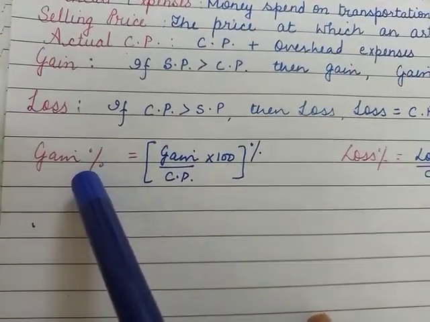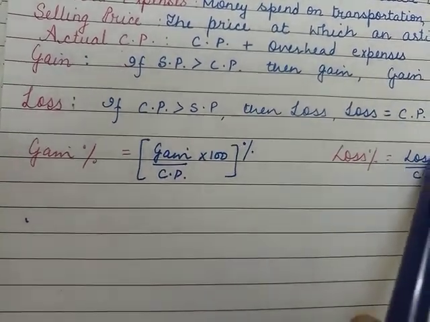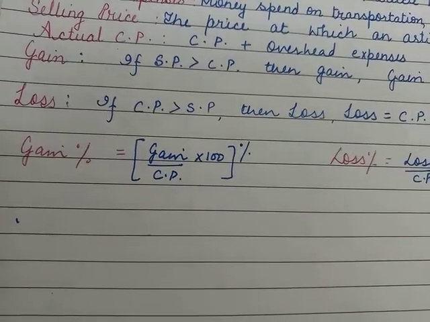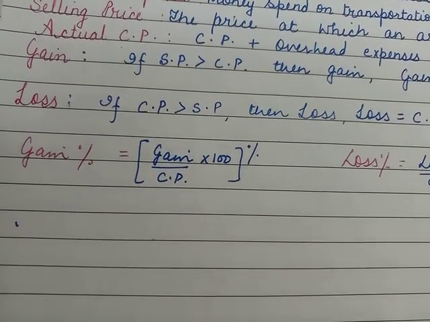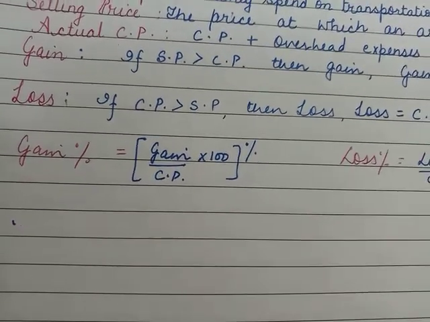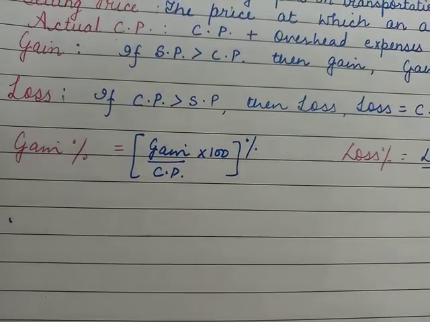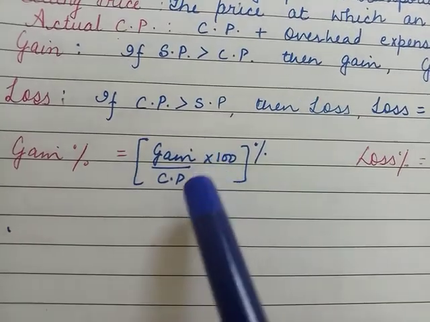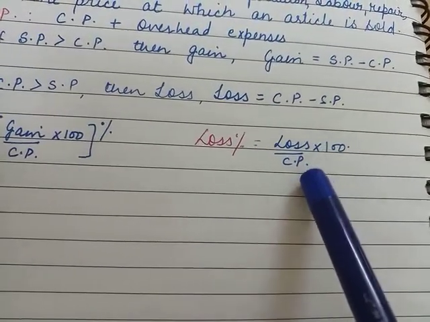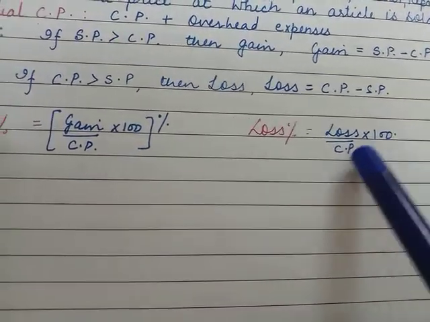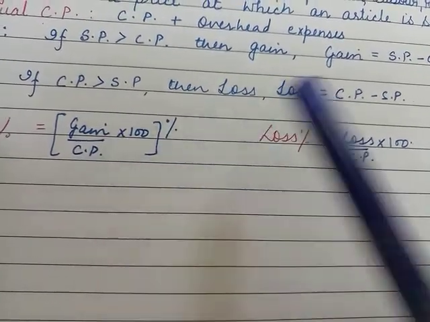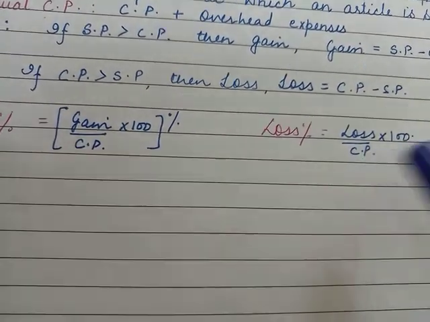And when we calculate the profit percent and the loss percent, how do we calculate? Whenever we calculate gain percent or loss percent, it is always calculated in terms of the cost price. So we always write gain upon CP into 100, and in loss also we write loss upon CP into 100. We always compare that loss and profit in comparison to the cost price.